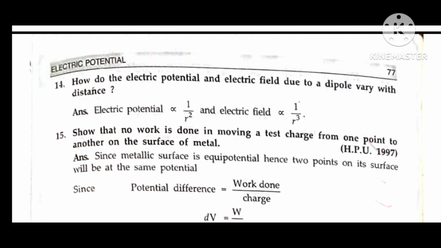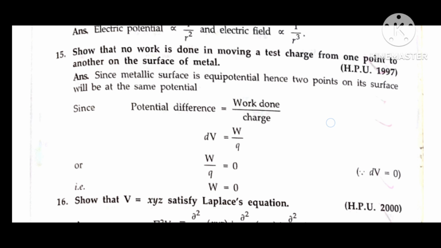No work is done in moving a test charge from one point to another on the surface of a metal. Since a metallic surface is equipotential, 2 points on its surface will be at the same potential. Since potential difference is equal to work done per charge, dV is equal to W by q. W by q is equal to 0, so W is equal to 0.